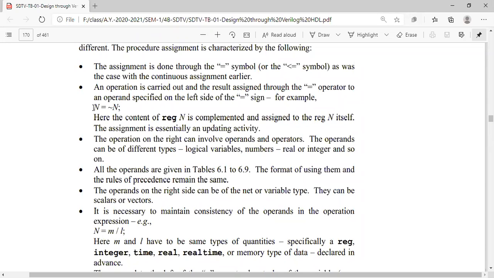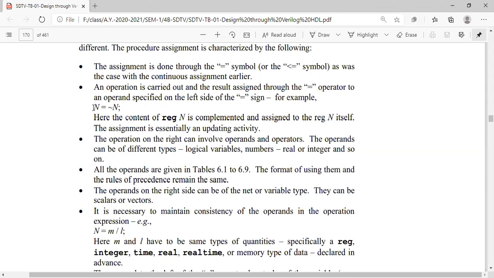So here we have a chance to do it like this, right? We have a value for n, and that value of n is evaluated and can be stored in n once again right there, instead of using some other register. The operations on the right hand side can involve operands and operators, as in the previous data flow style.